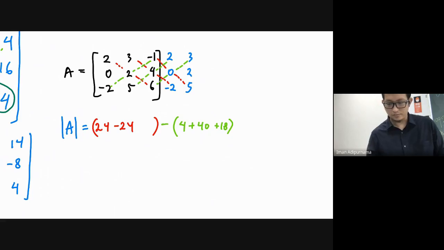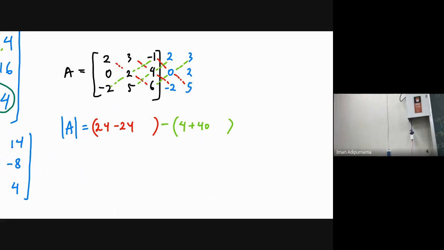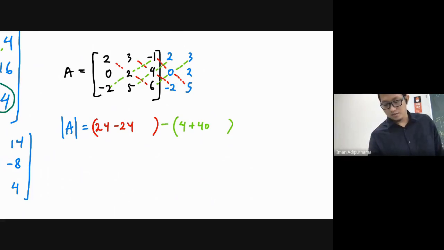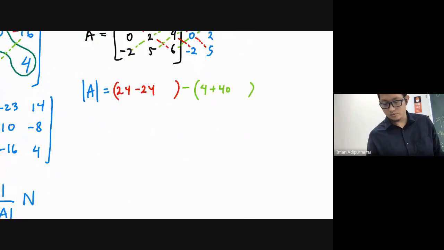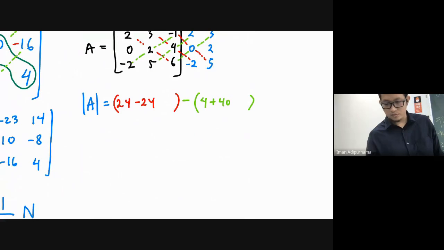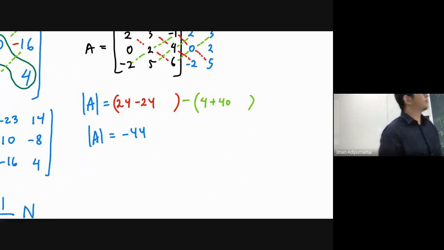Just erase that. And then this should be 0 also, right? Okay, right? It's 306. And then the answer is negative 44, the same. So determinant A is negative 44.